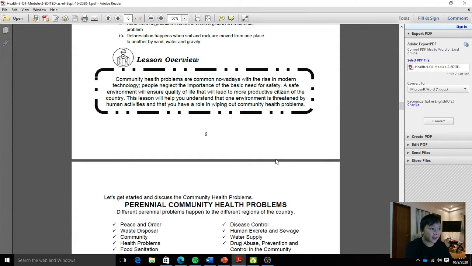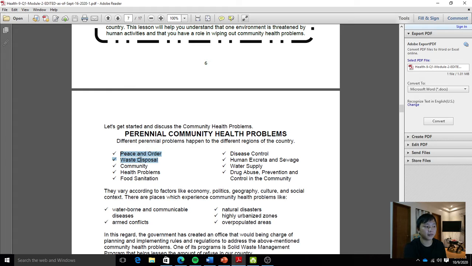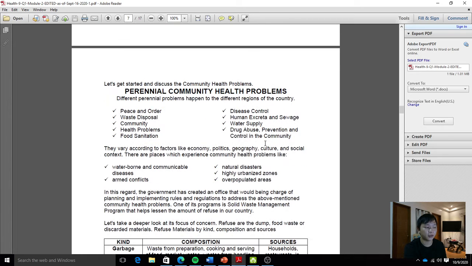So, we discussed community health problems last time. We already discussed perennial community health problems. When we say perennial problems, these are the repeating problems, the recurring problems that happen in cycles, happening over and over. So, we have the following: peace and order, waste disposal, community health problems, food sanitation, disease control, human excreta, sewage, water supply, drug abuse. Okay?